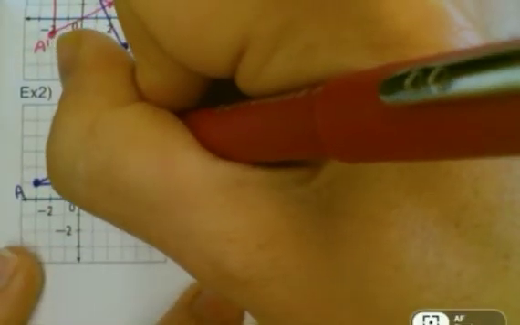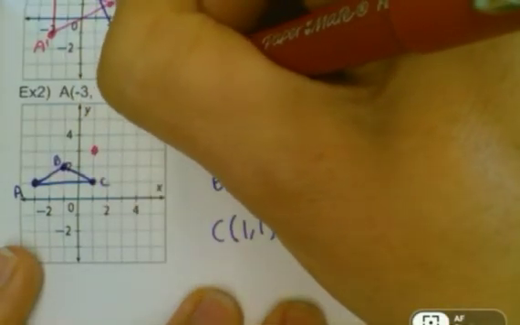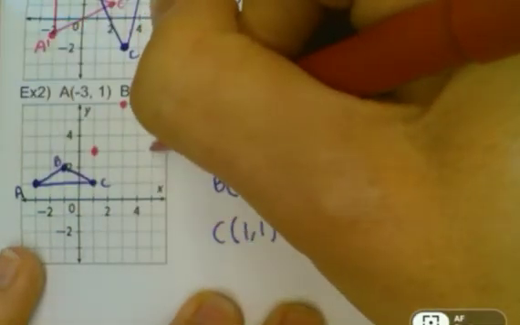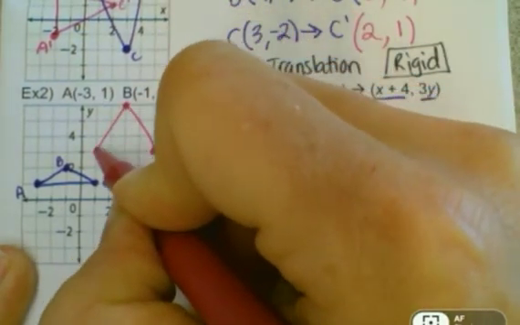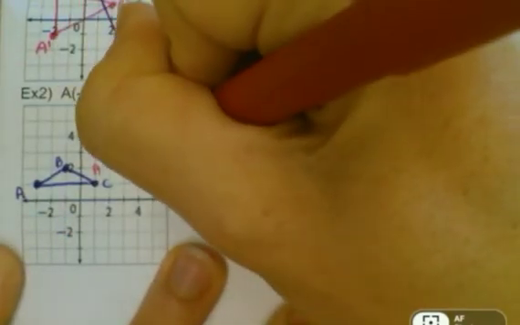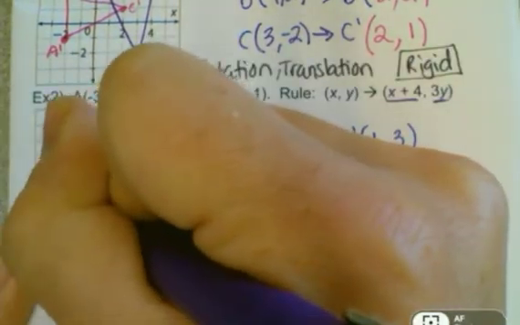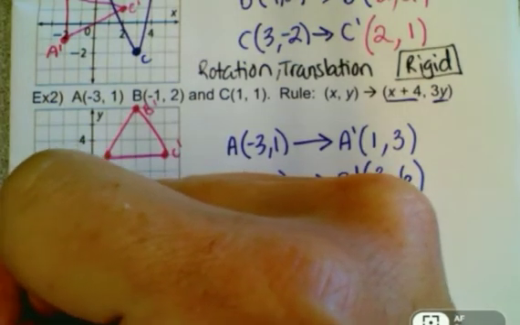A prime is 1, 3. B prime is 3, 6. And if I'm going too fast, please feel free to pause. C prime is 5, 3. And there's my new figure. Sorry that I don't have a straight edge here. So that's A prime, B prime, C prime. And I want to take just a minute to label that this is our image. Sorry, this is our pre-image.